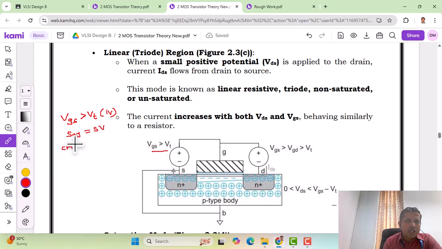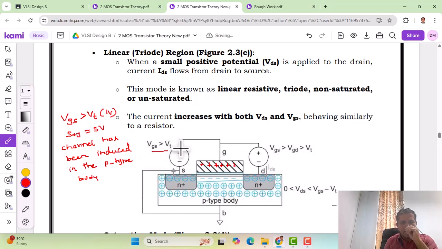So this shows that a channel has been induced in the p-type body. We can see here the channel has already been induced. An n-type channel has been induced in the p-type body because the gate is provided with a positive voltage, and it is a very large voltage: VGS is greater than VT. Now let us see whether this creates current flow from drain to source or not.